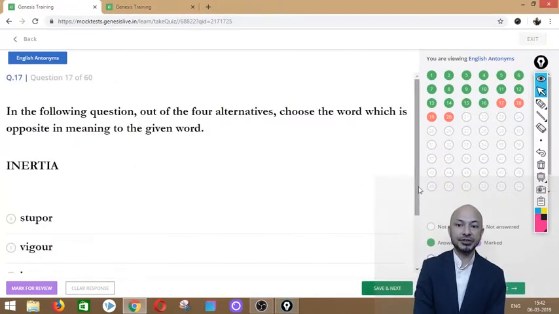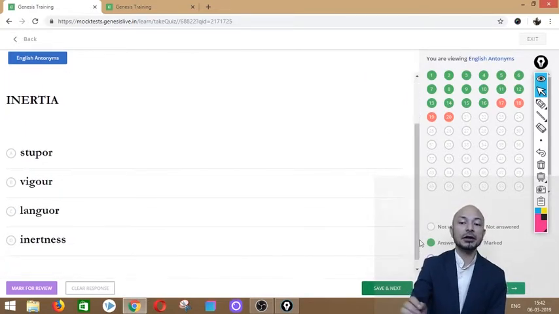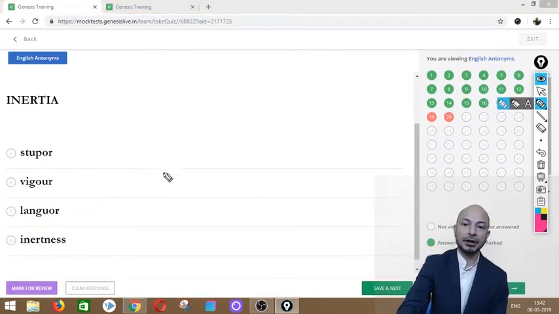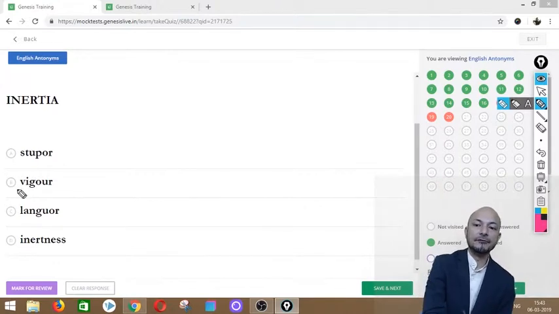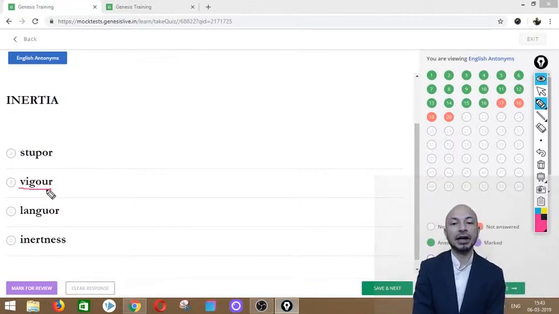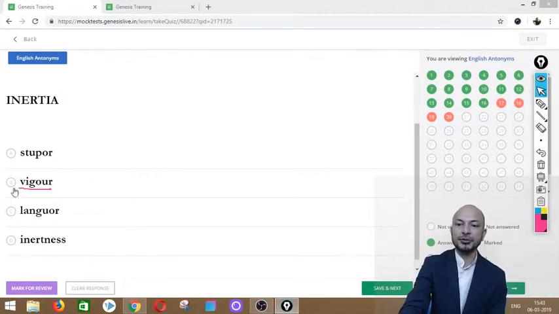So on to question number 17. The word is inertia, and the options given are stupor, vigor, languor, and inertness. And our answer is option B, which says vigor. Inertia is lacking energy, lacking movement, and vigor, on the other hand, is having a lot of energy. So they are very nearly the opposites.